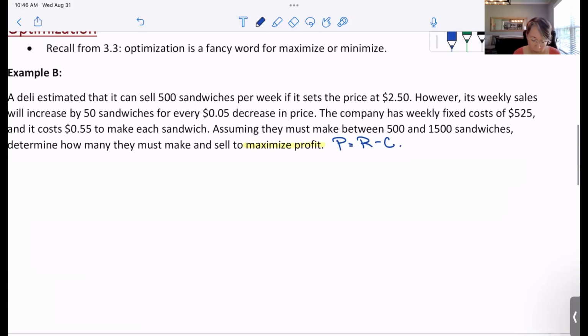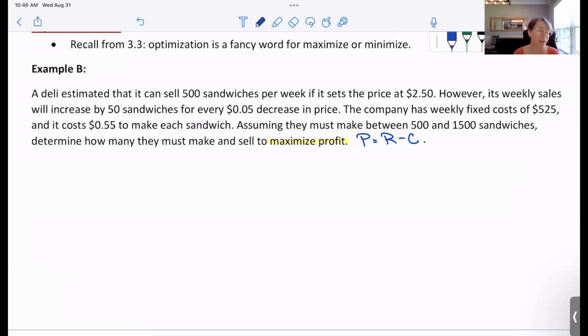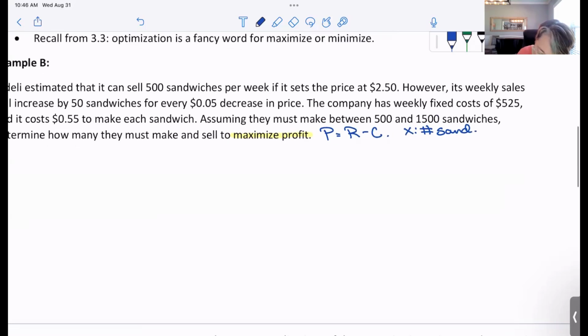Now, if we go one little sentence back, I like to work backwards. It says, assuming they must make between 500 and 1,500 sandwiches. So that's giving us just the reasonable domain. So let's say that x represents the number of sandwiches. Then we know that has to be between 500 and 1,500.